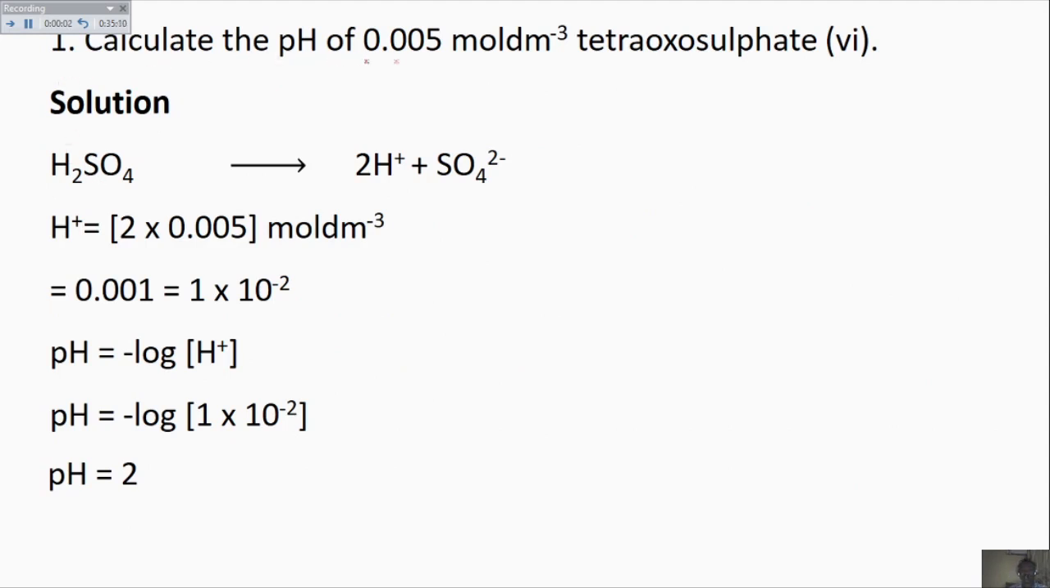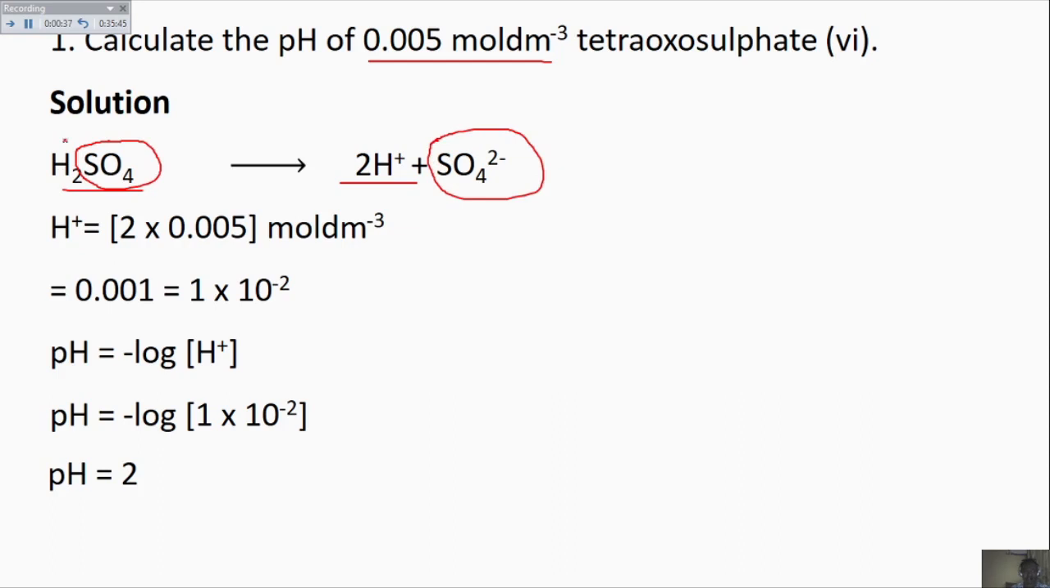Therefore, calculate the pH of 0.005 mole per dm³ of sulphuric acid. The first thing I need to do here is to write the ionization equation. Therefore, when you dissociate this, remember this compound is formed by hydrogen plus and SO4 minus. And I have to balance the hydrogen atoms: here is 2, so I have to put 2 here, while this particular one together is 1, to remain as 1, irrespective of the charge.